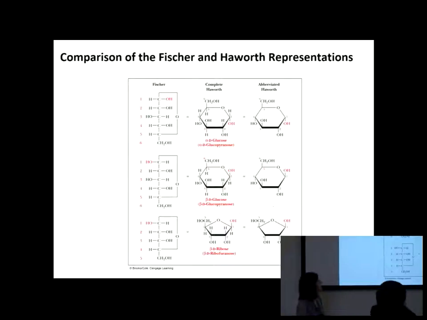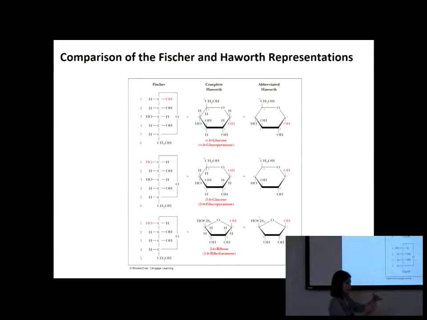So we ended by taking a look at how our Fischer and our Haworth projections looked. Remember, Fischer projections are normally used for our open chain form, but if we have a solution of, say, glucose, the cyclic form forms, reopens, and then reforms. We end up with basically 50-50 beta and alpha cyclic forms. It's called a pyranose form because it looks like pyran, the molecule pyran. It has a 6-membered ring.